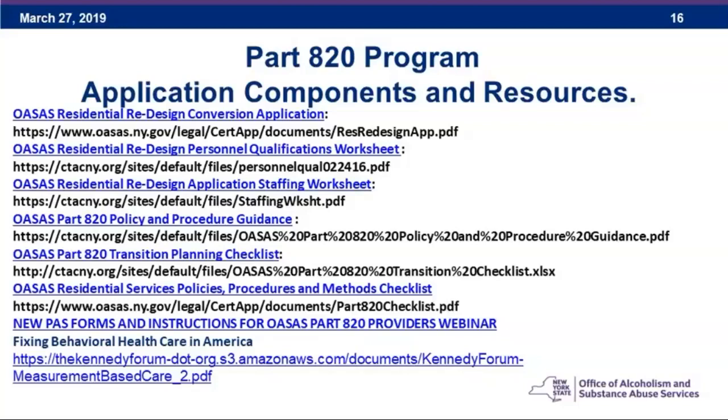There is a Part 820 transition planning checklist that was developed with the support of our most successful providers. They identified the training needs that were required to make the transition, and the process in which they walked through step by step all the different implications of this transition and how they were successfully addressed.